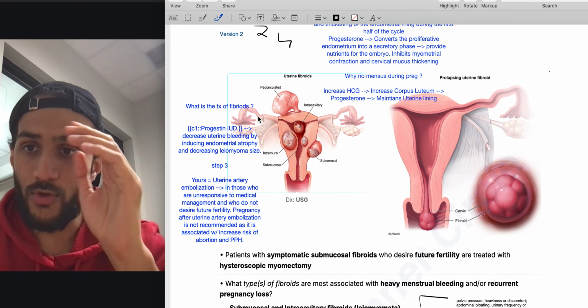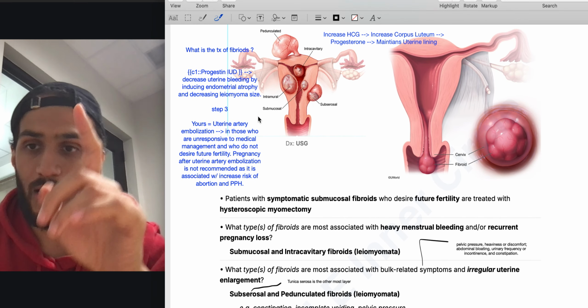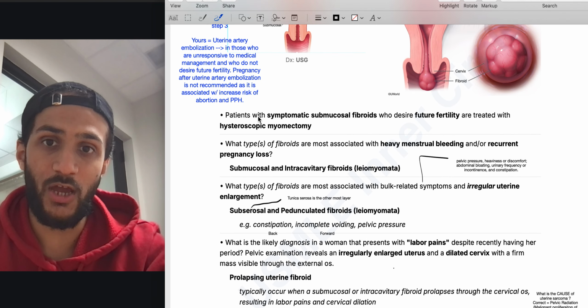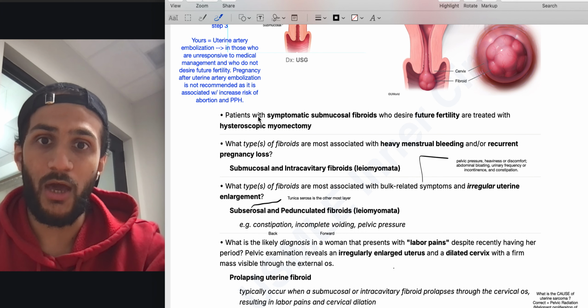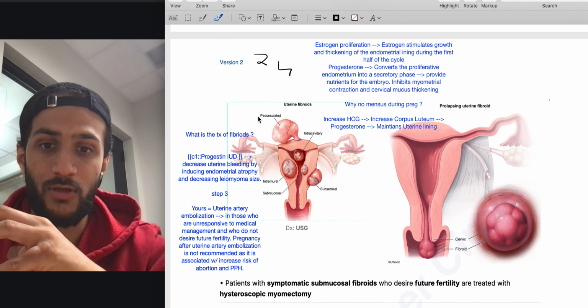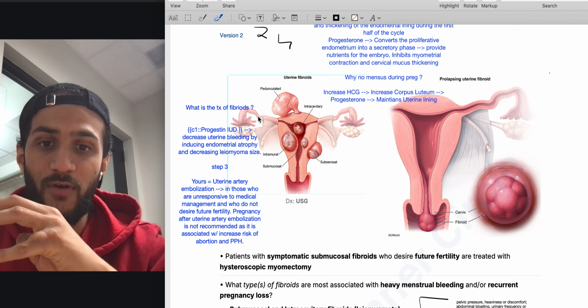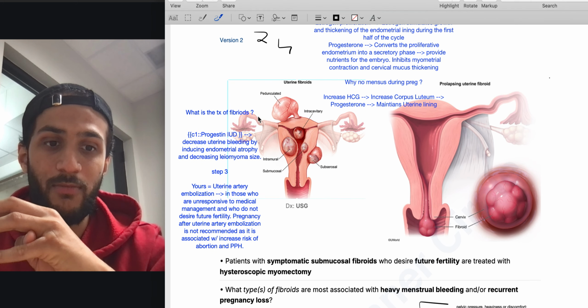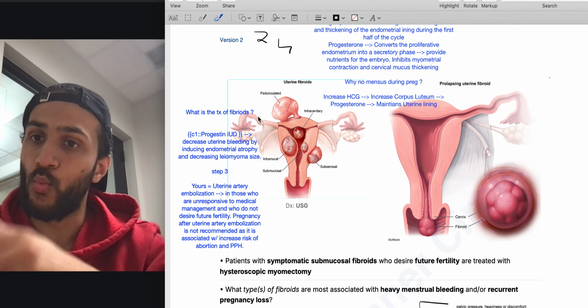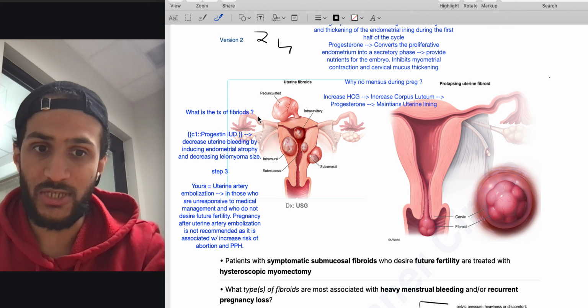So now I remember going through a question. I'll come back to this later. Patients with symptomatic submucosal fibroids who desire future fertility are treated with myomectomy, not hysterectomy. This is an important question here, I'll hide the answer. What type of fibroids are associated with heavy menstrual bleeding and/or recurrent pregnancy loss? So we have to think about that.